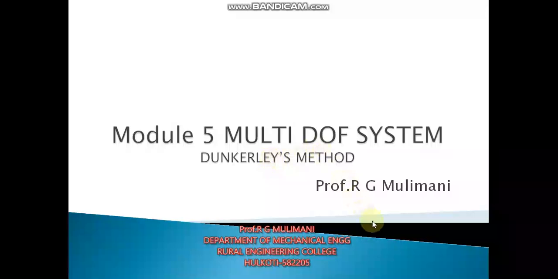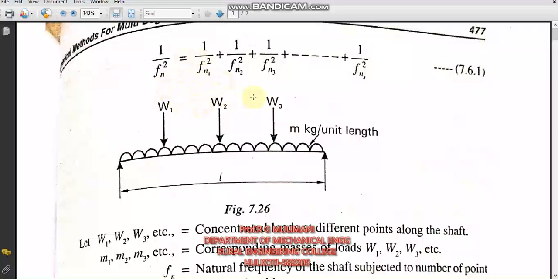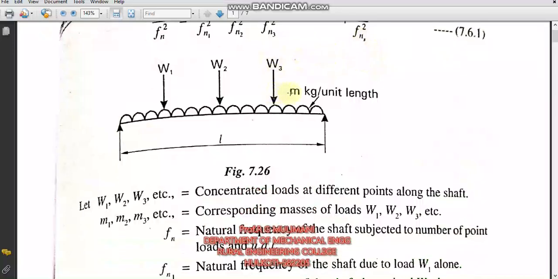In this method we consider the deflection of all the points to find the natural frequency of the system, and the deflections are converted into the frequency of the point. We use this formula, where Fn is the natural frequency of the system and Fn1 is the natural frequency of the system due to load 1. Similarly, Fn2 is due to load 2, Fn3 is due to load 3, and Fnn is due to the nth load.